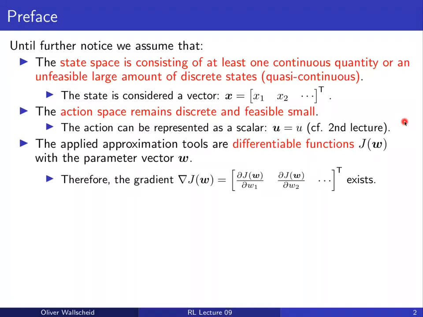Moreover, we will use function approximator tools which are using differentiable functions, J in this case, and therefore we are assuming that, independently of which particular function approximation tool we are using, it is differentiable. The gradient of J with respect to the parameter vector W, which we are going to optimize today and update in such a way that we can do a reinforcement learning prediction task in an optimal way, is then the variable used for the gradient calculation.